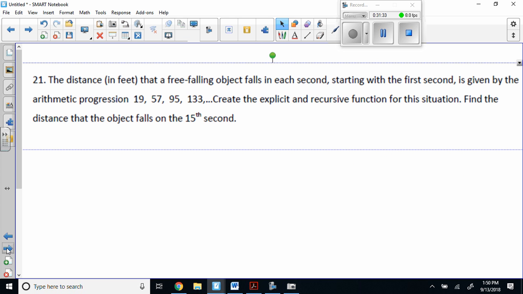Next. The distance in feet that a free-falling object falls in each second, starting with the first second, is given by the arithmetic progression 19, 57, 95, 133. Create the explicit and recursive functions for the situation. Find the distance that the object falls on the 15th second.